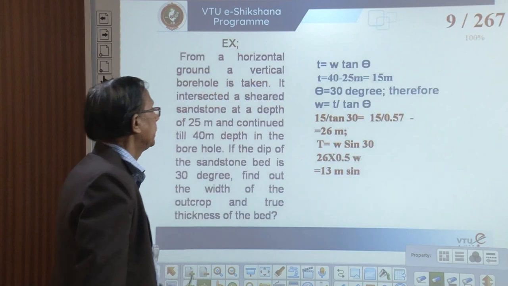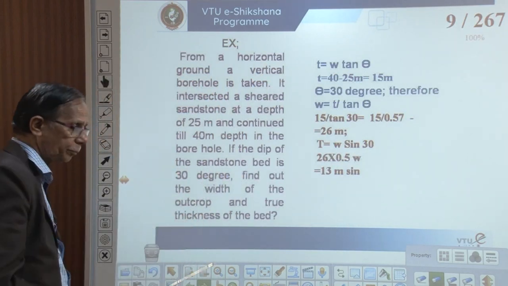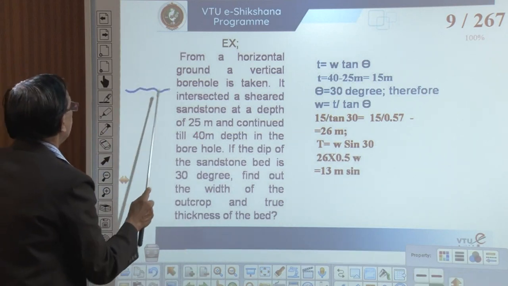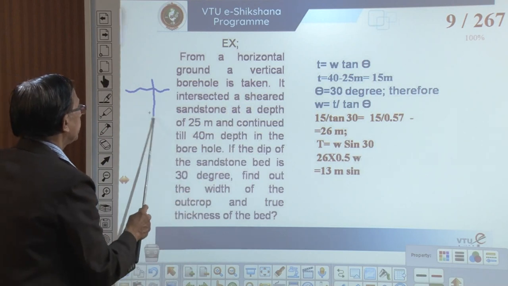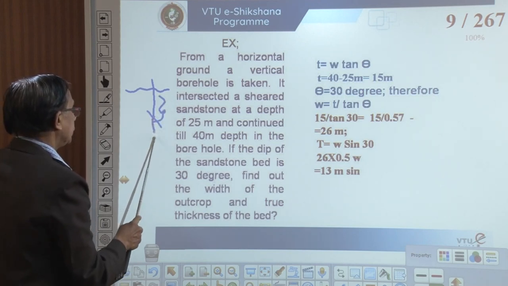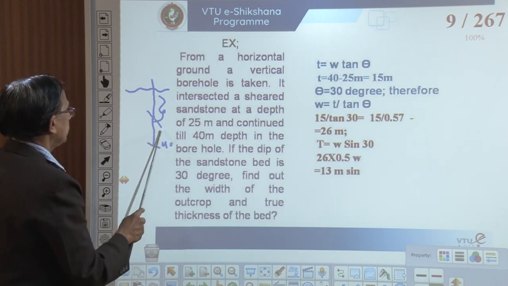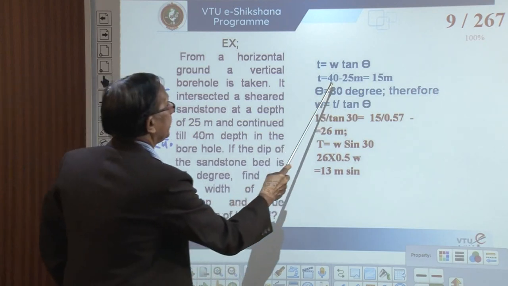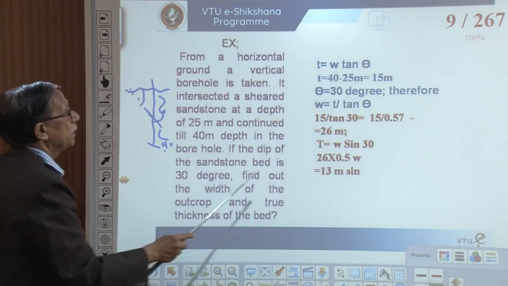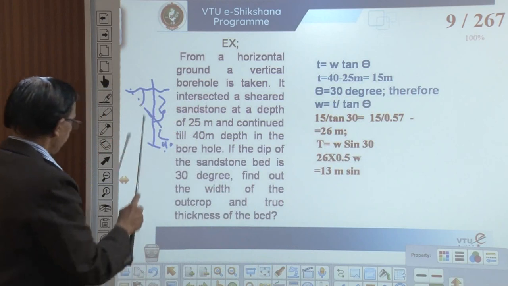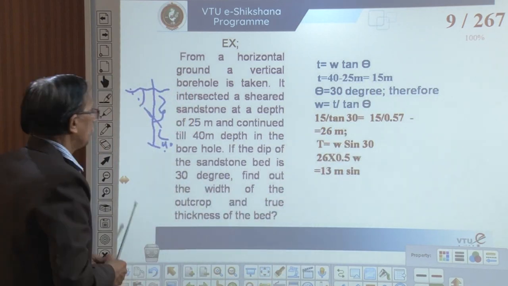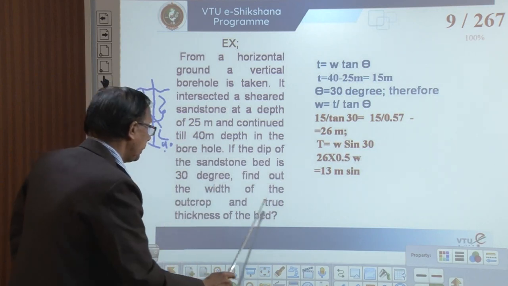Now, taking this, let me try a simple problem. From a horizontal ground, a vertical borehole is taken. This is the horizontal ground. A vertical borehole is taken. It intersected a sheared sandstone at a depth of 25 meter, and this continued as sheared sandstone up to 40 meter. It means apparent T is 40 minus 25, which is 15 meter. The angle of the bedding plane, they have given, is 30 degree. Theta is 30 degree, apparent T is 15. And we have to find the other parameters. If the dip of the sandstone bed is 30 degree, find out the width of the outcrop.